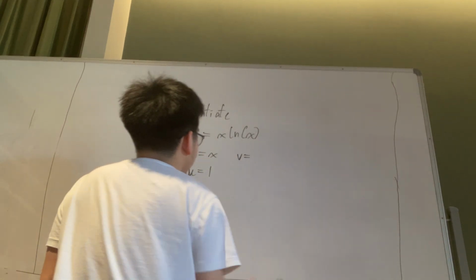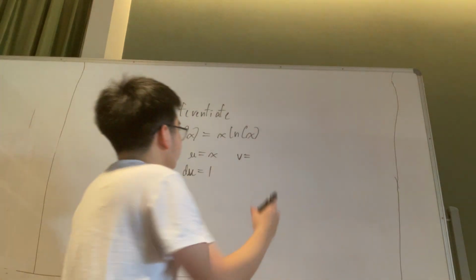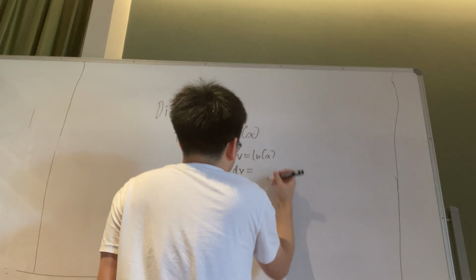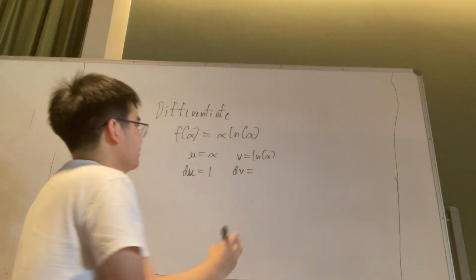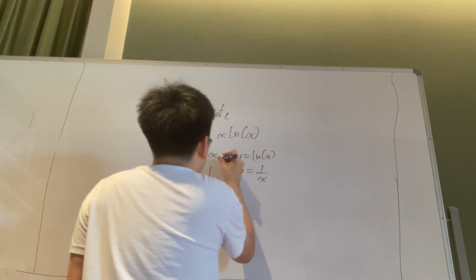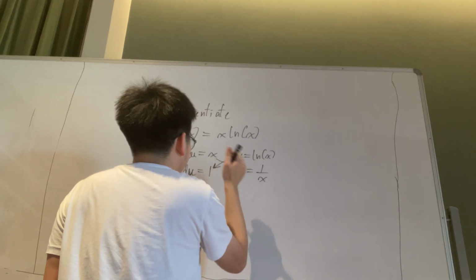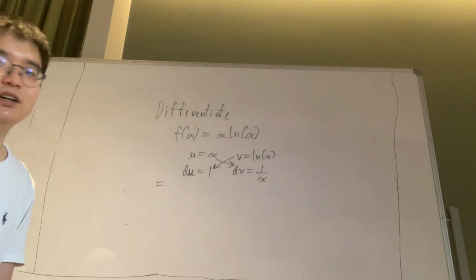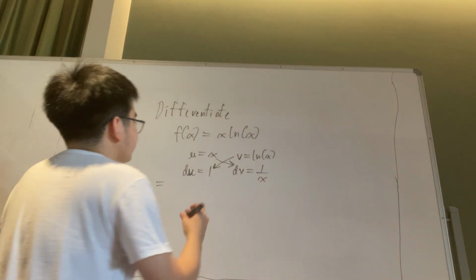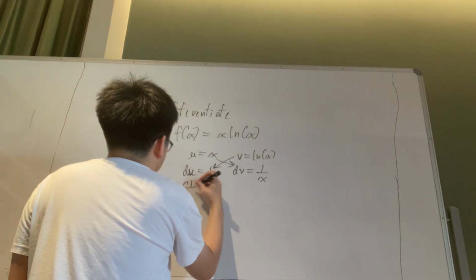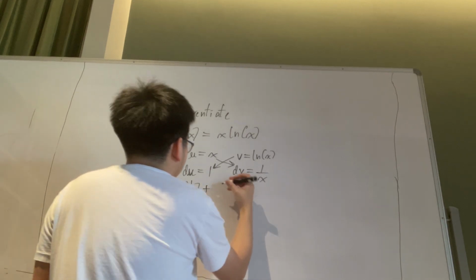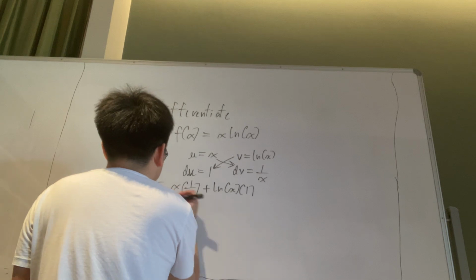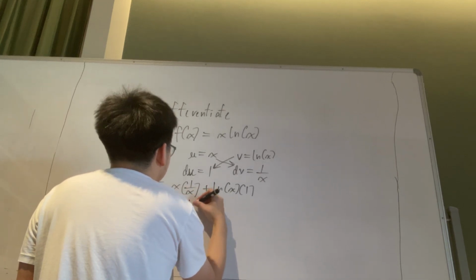v equals natural logarithm of x, dv/dx is just 1 over x. Cross multiply these together and then add them up, almost kind of like a dot product. So that's x times 1 over x plus natural logarithm of x times 1, which is 1 plus natural logarithm of x.